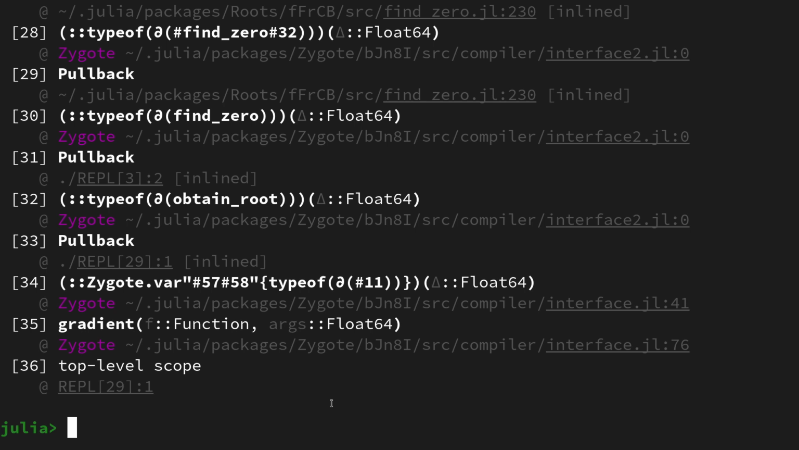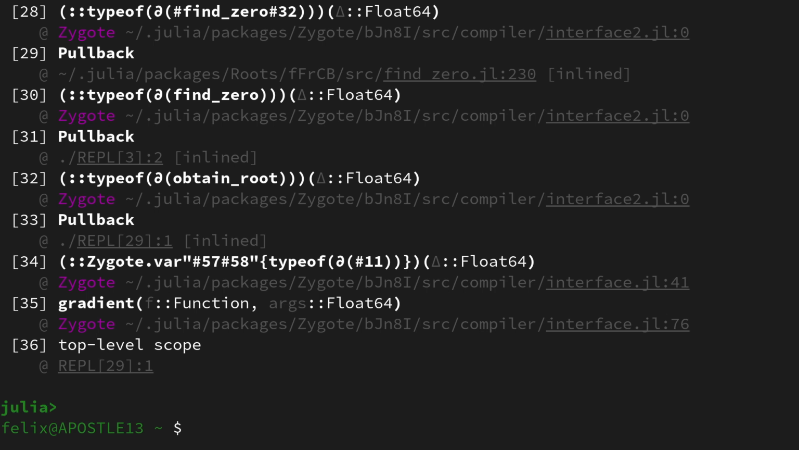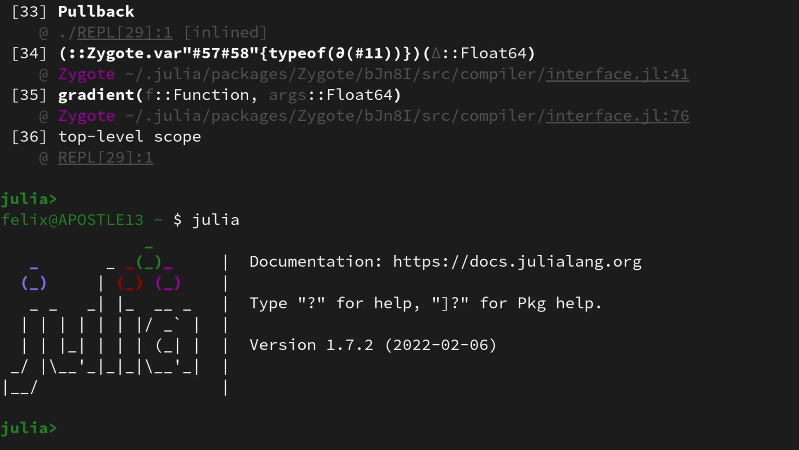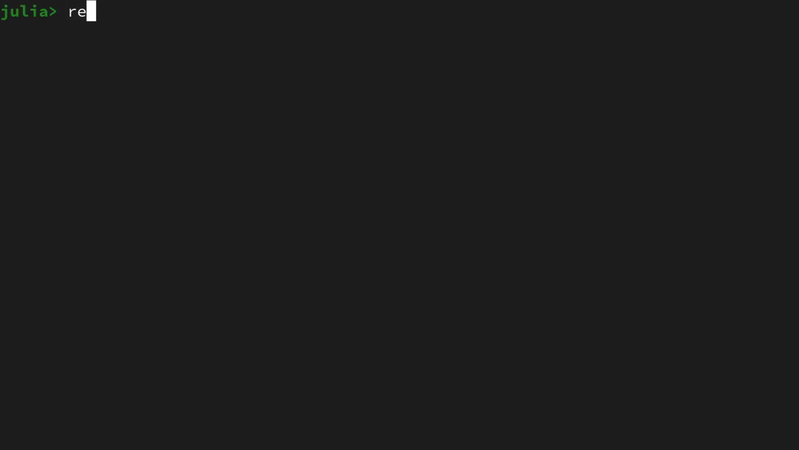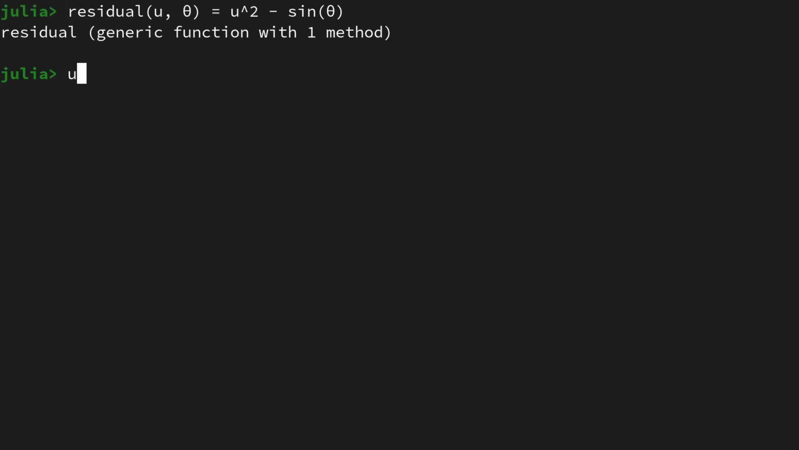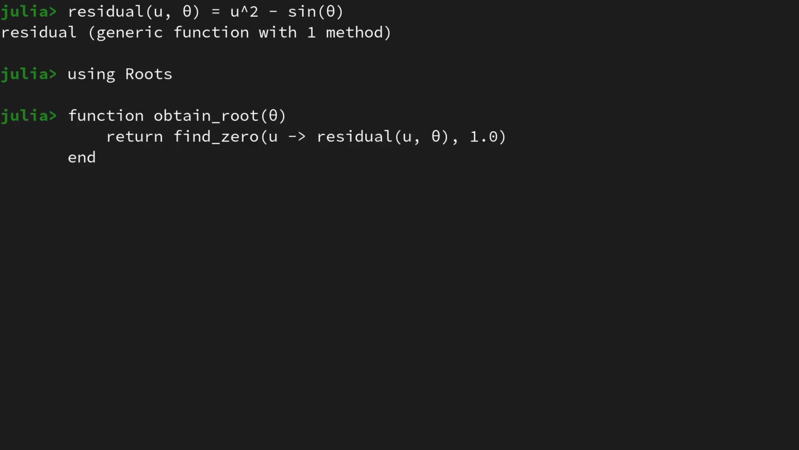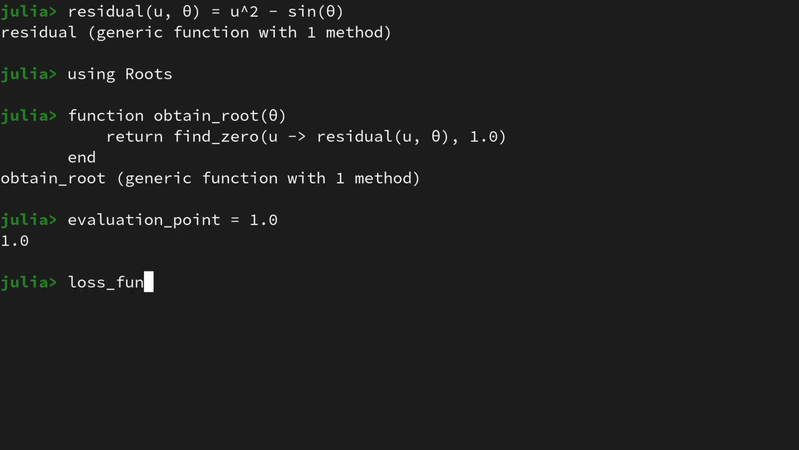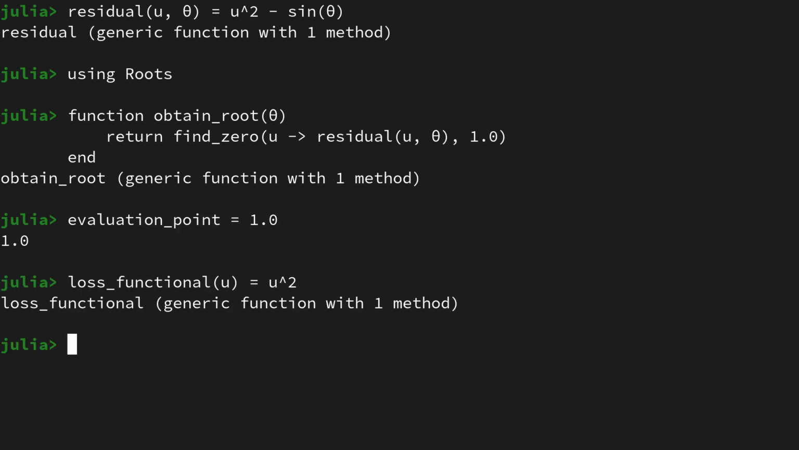And since we are in this Julia REPL session, what we have to do is exit the session. So I hit Control D and then enter a new one. And now we have to repeat a couple of operations. Let me first clear the screen. Let's define the residual again. Then import the Roots package, then create our function obtain root again. I'm just using the arrow up key to get what I had in my command history. Then let's define our evaluation point, define the loss functional, exactly. And then let's import ChainRulesCore.